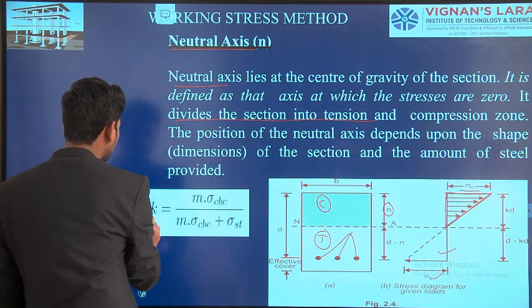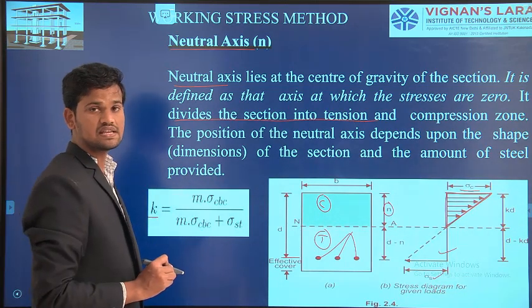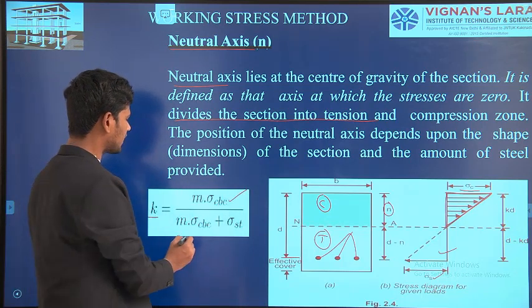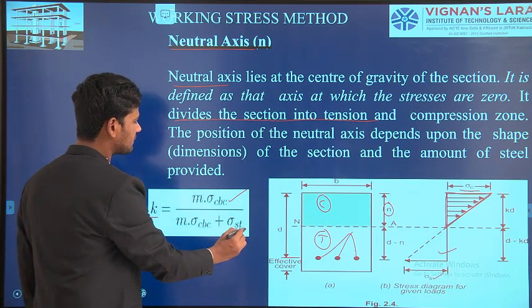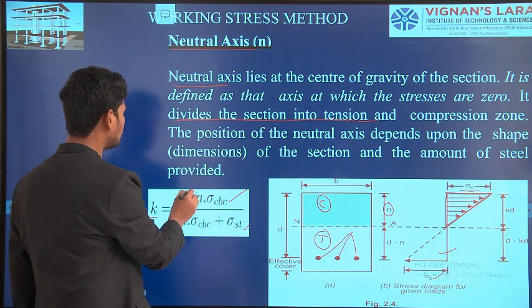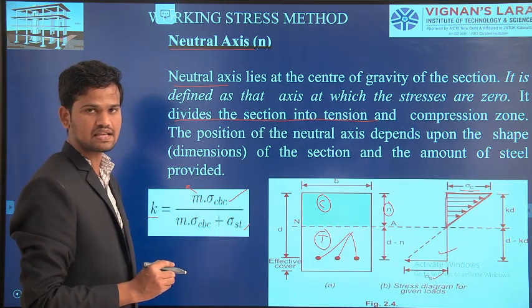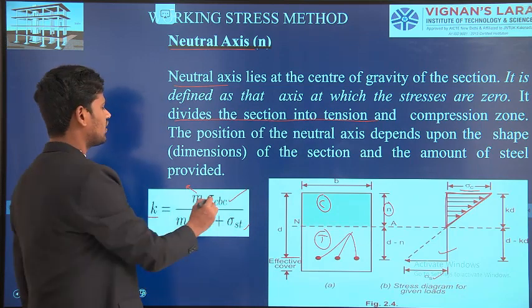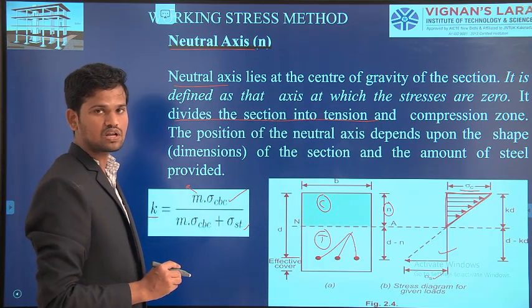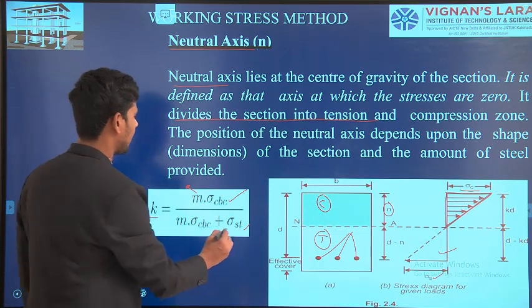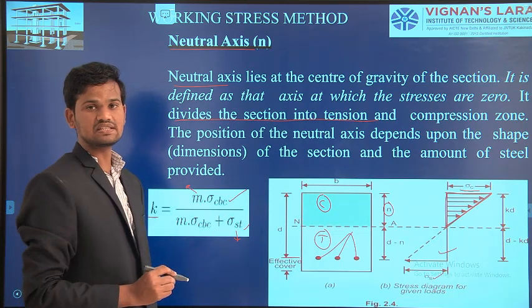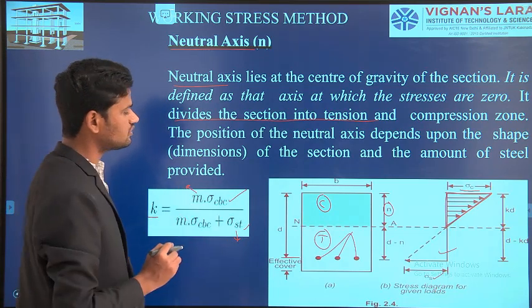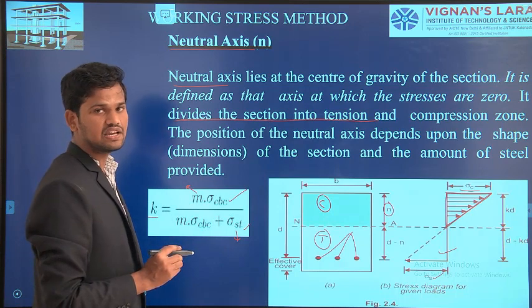If you see, the neutral axis constant will be represented by the symbol K, where K equals M into sigma CBC divided by M into sigma CBC plus sigma ST. Already we have discussed M. M is defined as the modular ratio, stress in steel to the stress in concrete, where sigma CBC is the permissible compressive stress in concrete, and sigma ST is the tensile strength of the steel or tangential stresses in the steel.